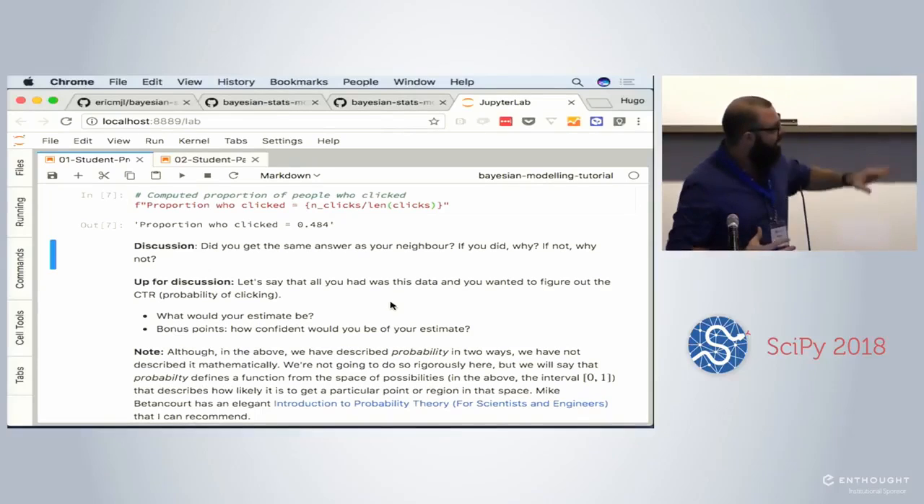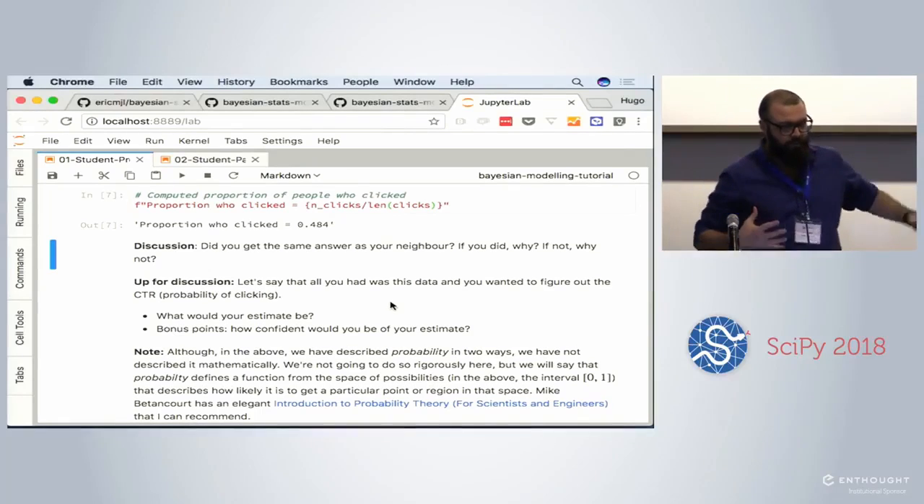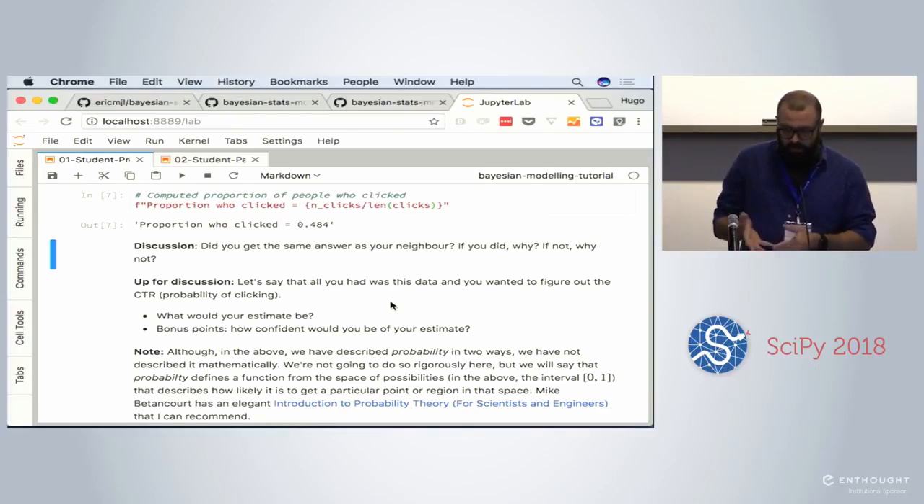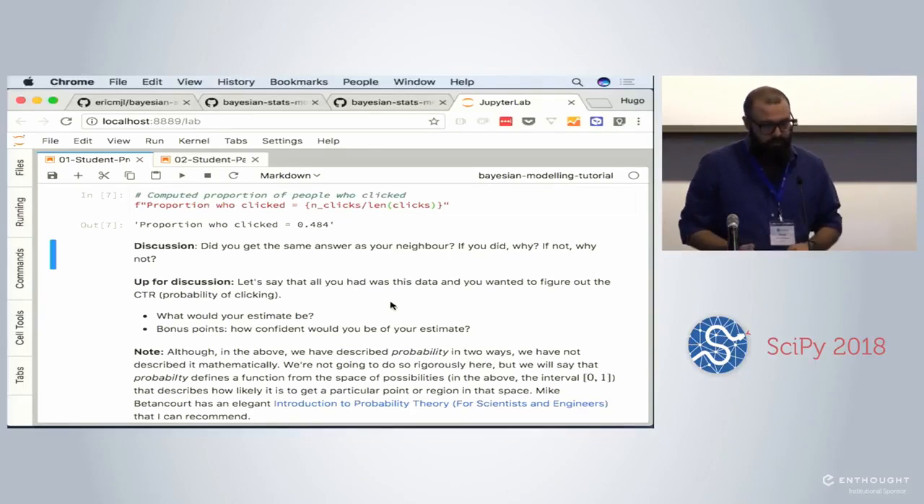So now I just want to go back and think very briefly about the idea of the probability of a model, or the probability of the parameter click-through rate given the data. So now we've simulated this. We have our data, and the proportion who clicked through was 0.484. Let's say all you had was this data and you wanted to figure out the click-through rate. Now, I'd like someone to let me know what your estimate for the click-through rate would be. Come on, there must be an extrovert in this room. Yeah, so you'd think 48.4.